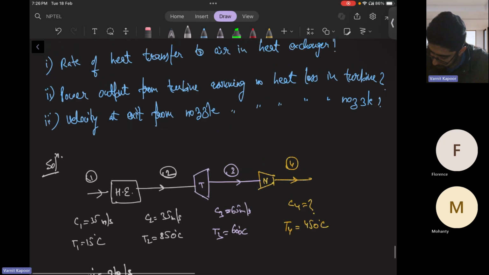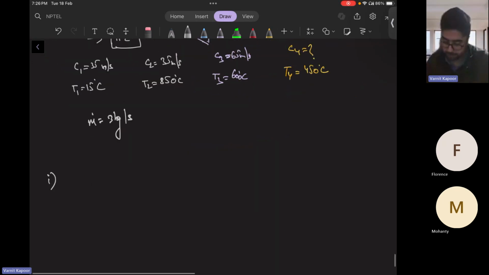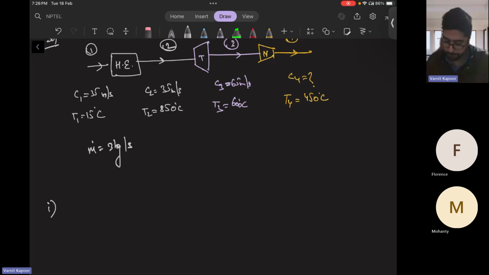That is the rate of heat transfer to air in the heat exchanger. Use SFEE, the steady flow energy equation, between positions 1 and 2 in the heat exchanger.